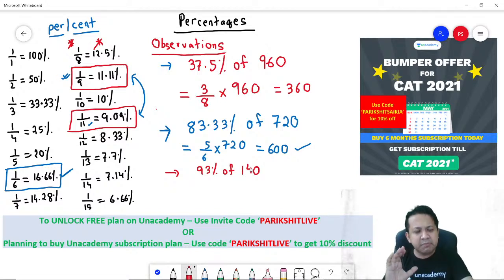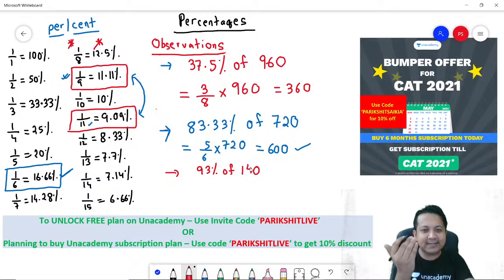Approximately. So immediately your mind should tell you there are two ways of doing it. One will be 93 divided by 100 into 140. That's the unsmart way, not the smartest way.